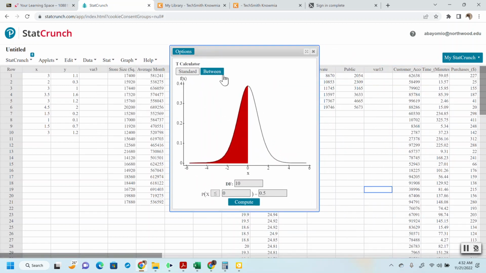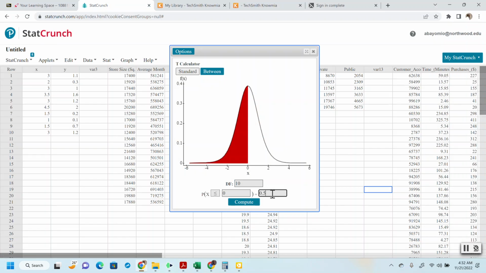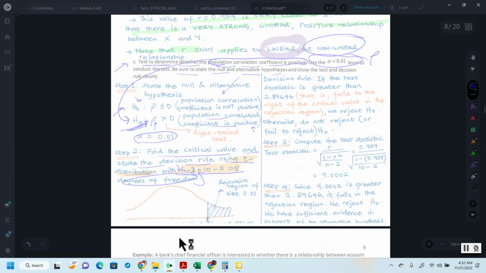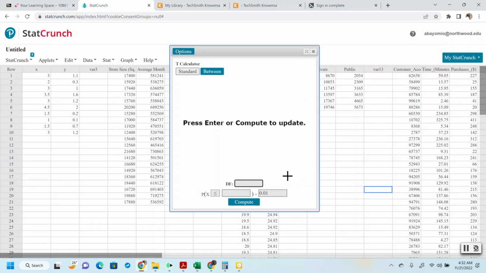Let me drag this up here. And what you want to do is, what is the size of this area? That is your alpha, which is 0.01. So let's put that in, 0.01. What about the degrees of freedom? It is going to ask you. That is your n minus 2. So n minus 2 is 10 minus 2, which is 8. So we're going to also plug that in, 8.